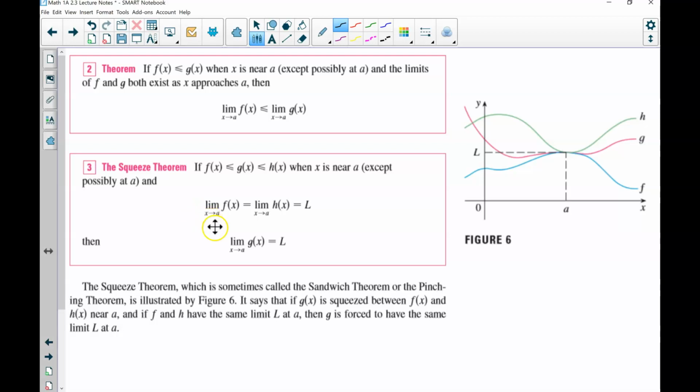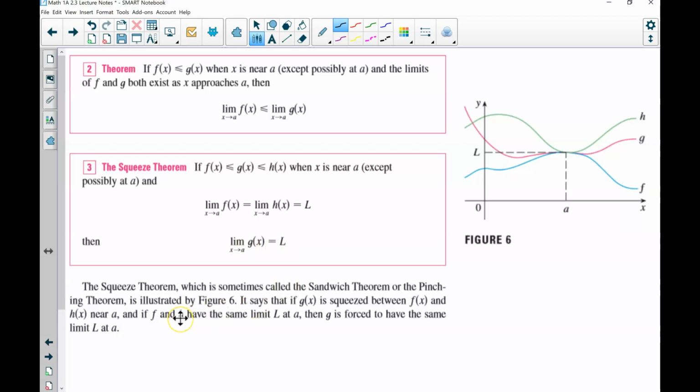We can say that the limit as x approaches a of f of x is equal to the limit as x approaches a of h of x is equal to L. Then the middle function that's in between those also has the limit L.